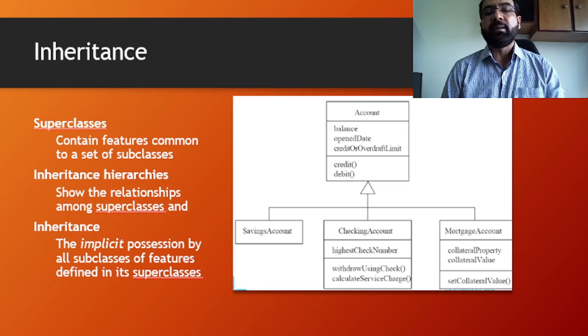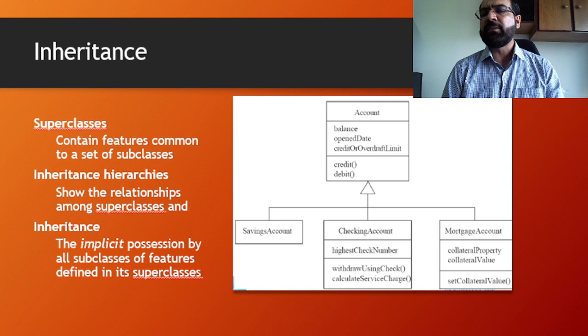Although the subclasses might have their own relationships, and their own further specializations. That is also called gen-spec structure, or generalization specialization. So instance hierarchies show the relationship among superclasses, and inheritance is the implicit possession by all subclasses of the features defined in the superclass.